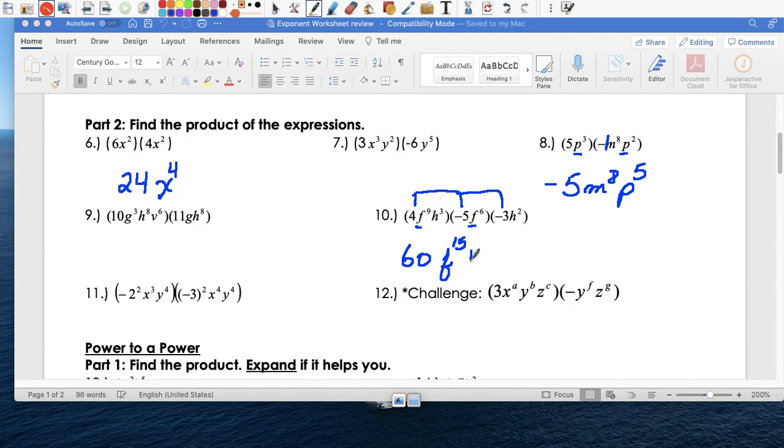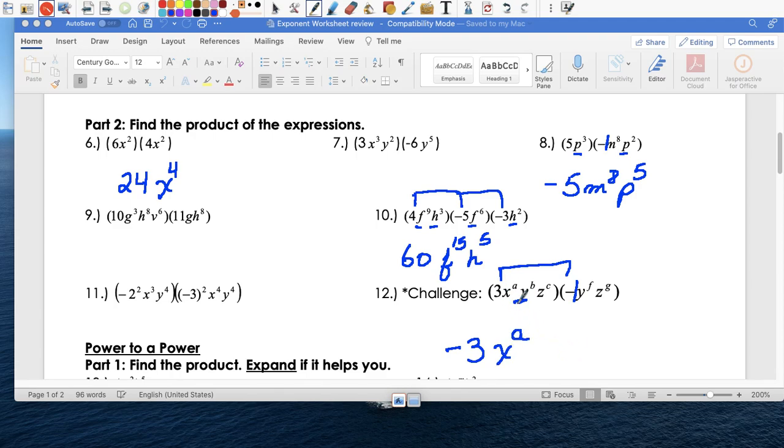H, keep the base h, right? There's another h here. Keep the base, add the exponents, and 3 plus 2 is 5. This one, and again, I'm going to put a coefficient of 1 here. Let's take care of the coefficients. 3 times negative 1 is negative 3. Now x's, well, there are no x's, so just x to the power of a.